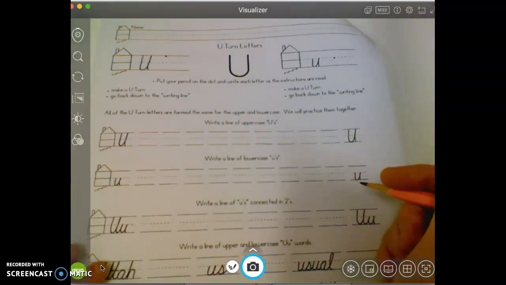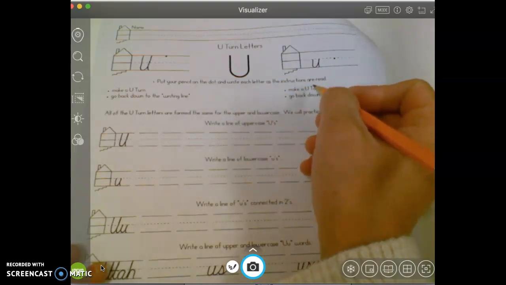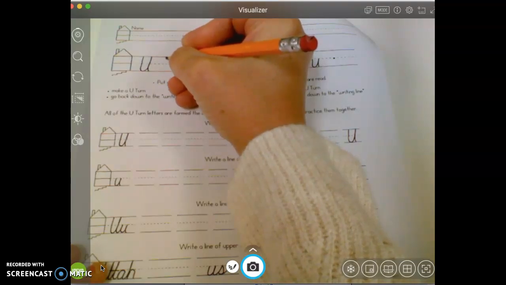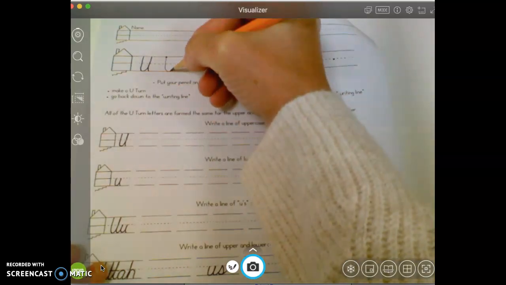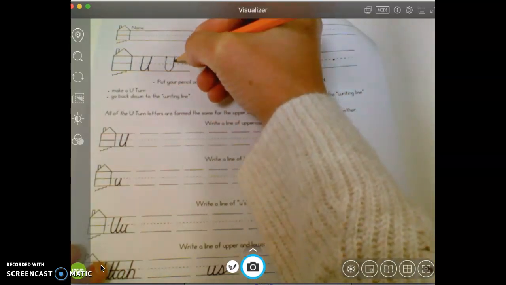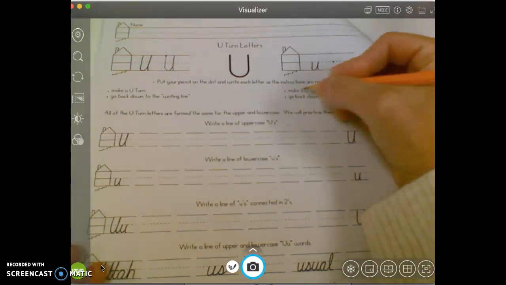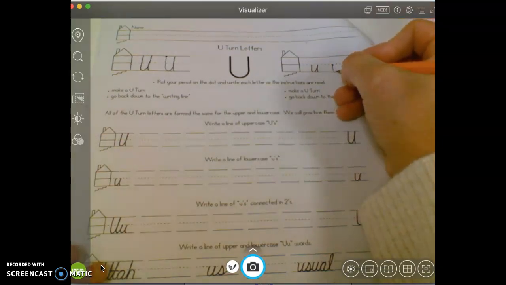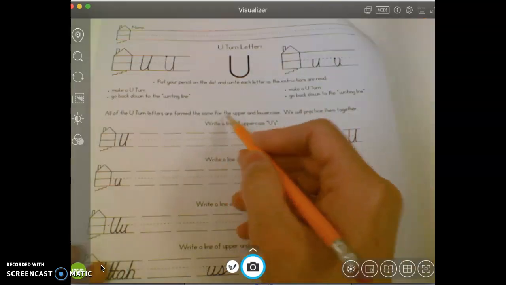So our first page is U-turn letters. Put your pencil on the dot and write each letter as the instructions are read. So make a U-turn, go back down to the writing line. And this one has the same instructions. Make a U-turn, go back down to the writing line. So make a U-turn, except the small u, you're going to stop at the broken middle line and go back down to the writing line. All of the U-turns are formed the same for the upper and lowercase.